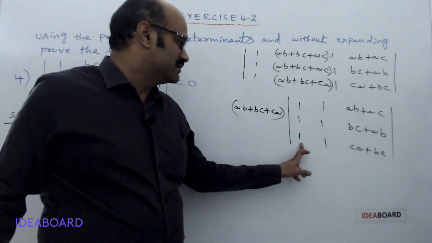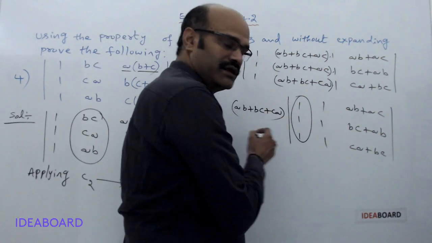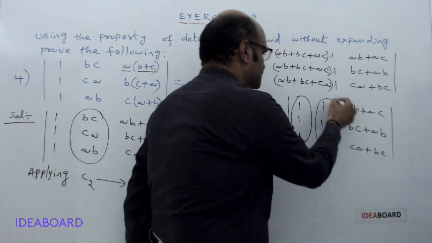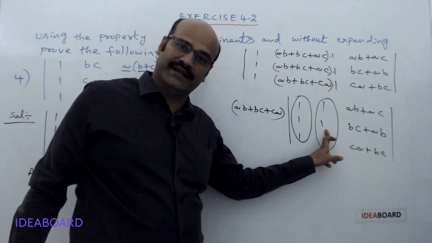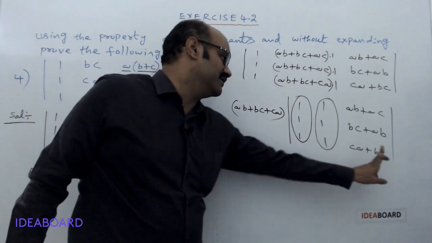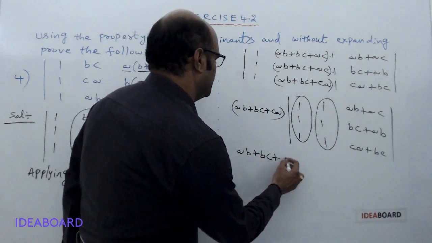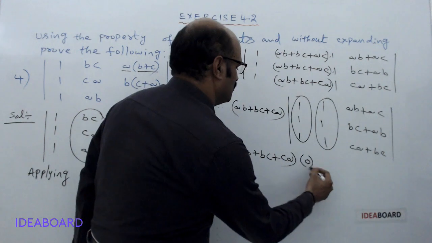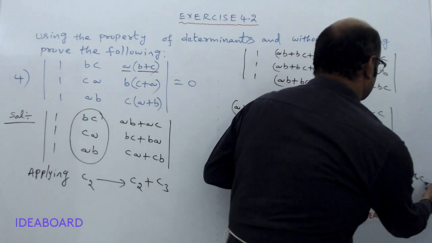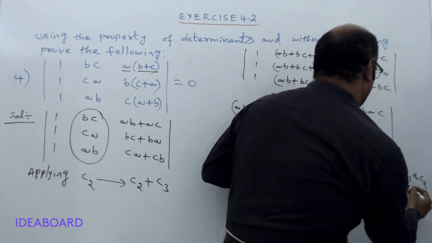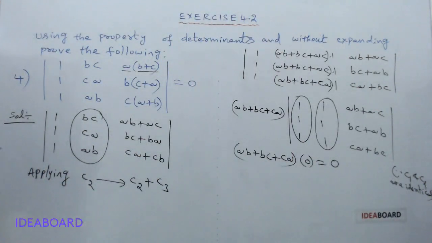Now here C1 and C2 are identical. In C1 all the elements are 1 only. Even in C2 all the elements are 1 only. So since C1 and C2 are identical, the value of this determinant is equal to 0. So it implies AB plus BC plus CA into 0 equals 0. The reason is that C1 and C2 are identical. Hence proved.